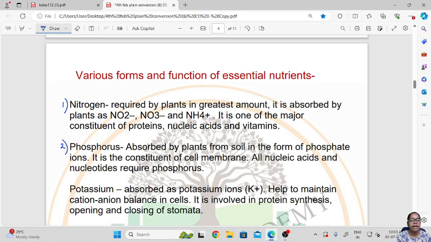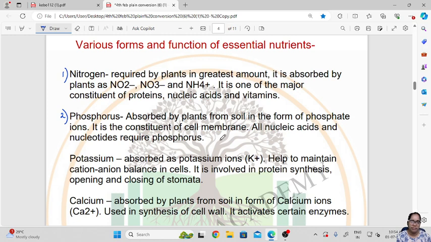Then comes your second mineral, that is phosphorus, absorbed by the plant from the soil in form of phosphate ions. It is a constituent of cell membrane, and all nucleic acids and nucleotides require phosphorus. So phosphorus is very important because it is the backbone in the nucleic acids.